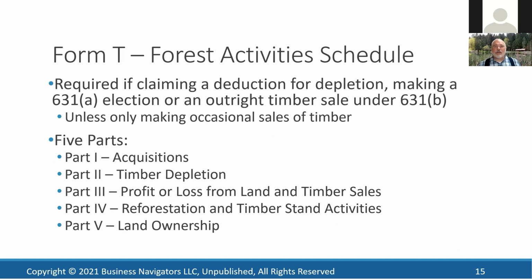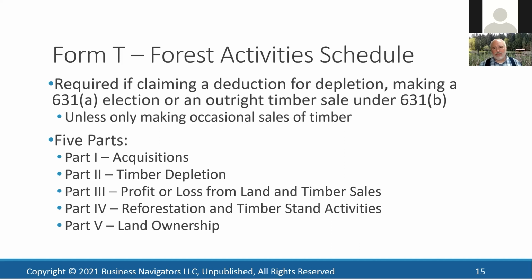We put all these things together on a Form T. The Form T is required to be attached to the tax return if you claim a deduction for depletion, if you make a 631A election, or you do an outright timber sale under 631B. That's what it says on the form, unless you're only making occasional sales of timber. So if you have one or two sales every five years or so, you don't have to file the Form T. But if you're coming in every year or every other year with a timber sale, then they want to have the Form T. Whether or not you actually file it, you're required to have all the information in your files that the Form T asks for.